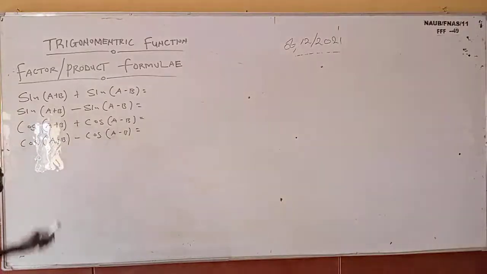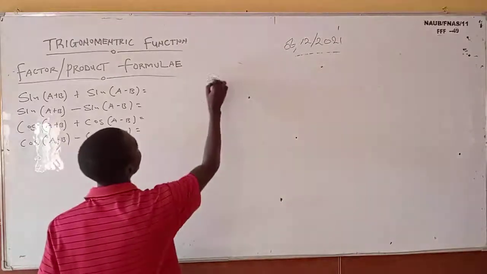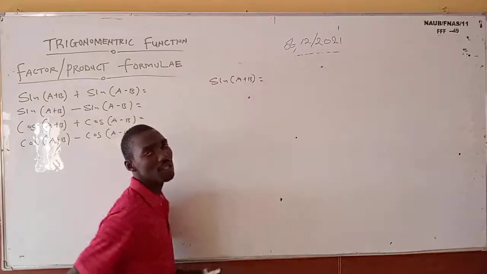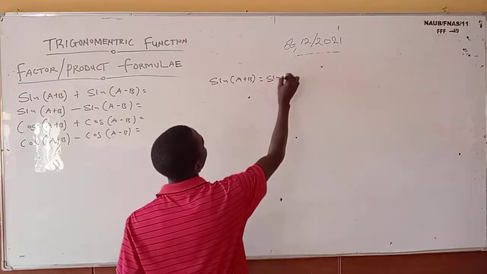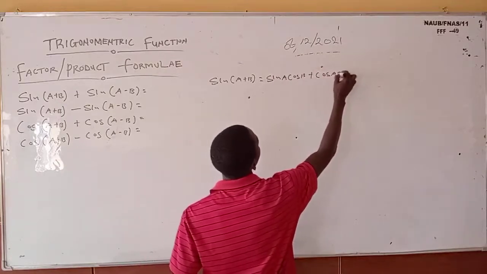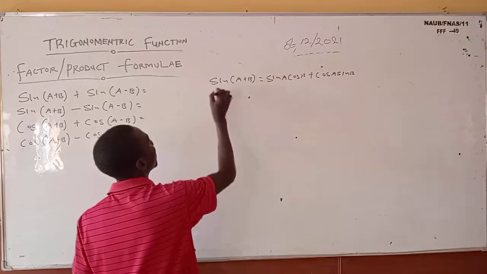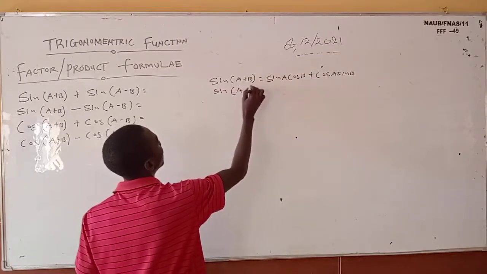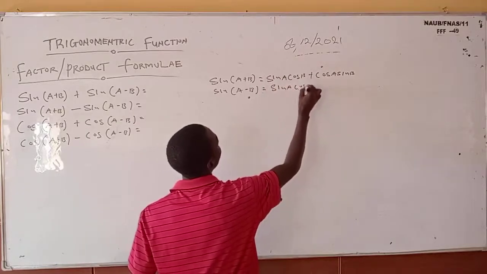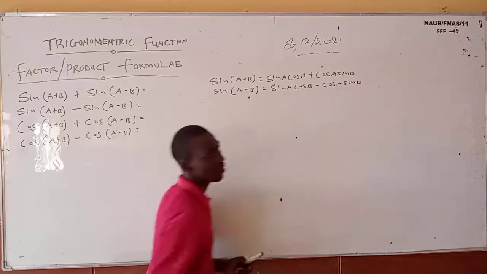So now, from our compound angle classes, I've already shown to us sine A plus B. Sine A plus B is nothing but what? Sine A cos B plus what? Cos A sine B. And I've also shown to us that sine A minus B is equals to what? Sine A cos B minus cos A sine B.